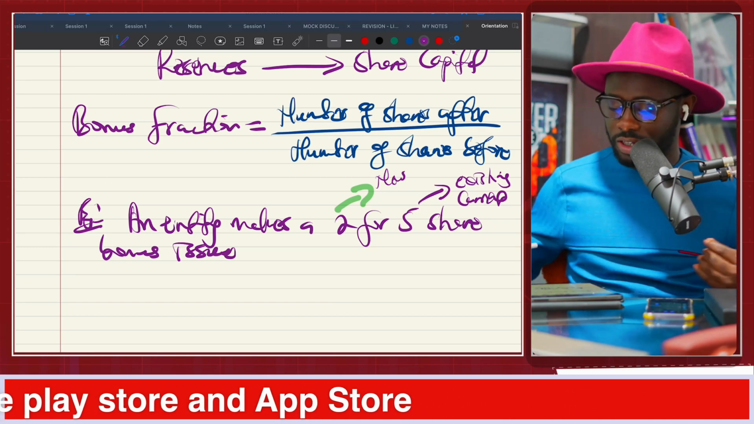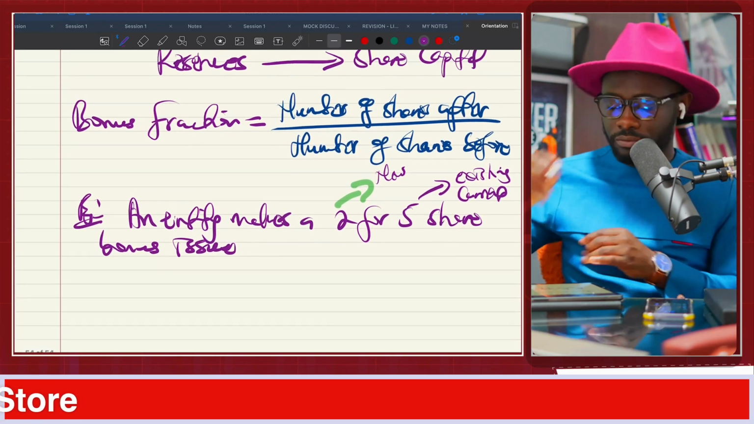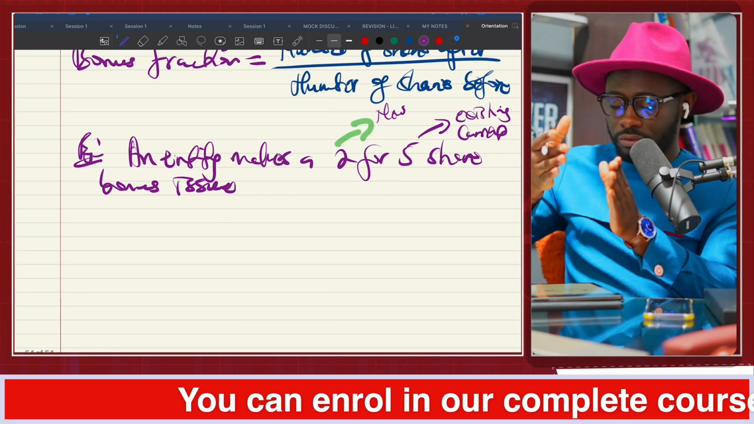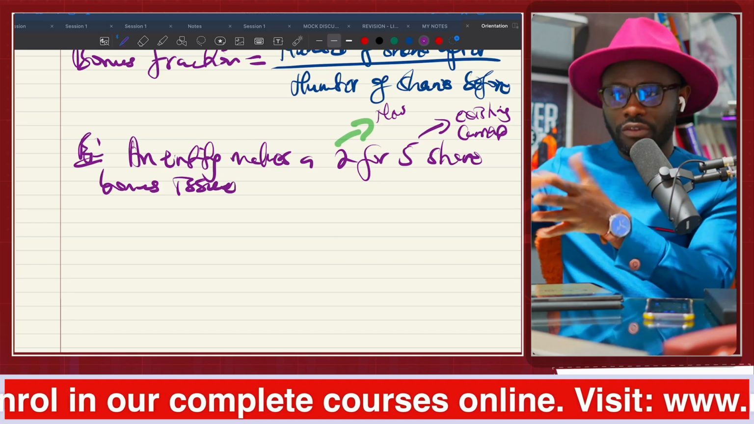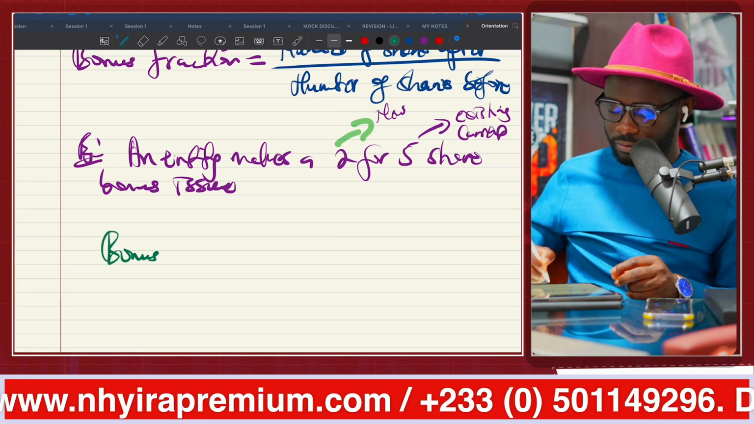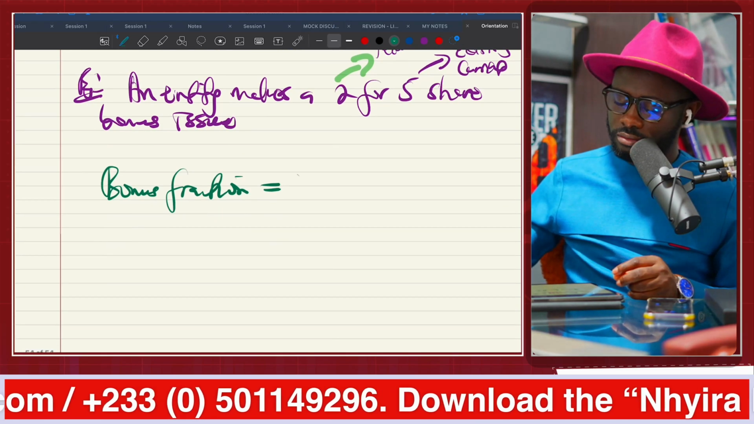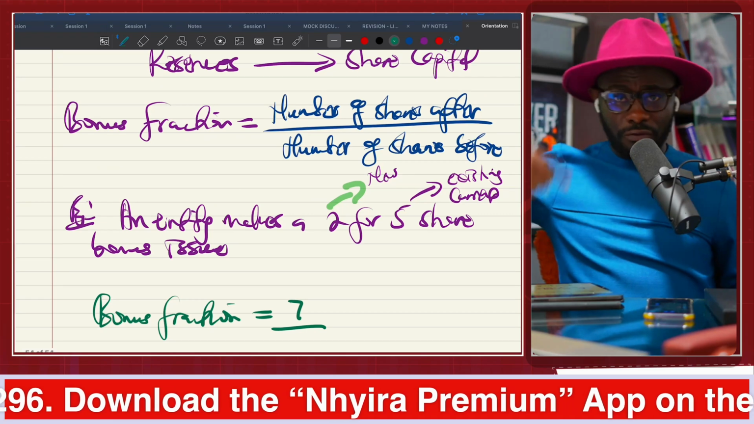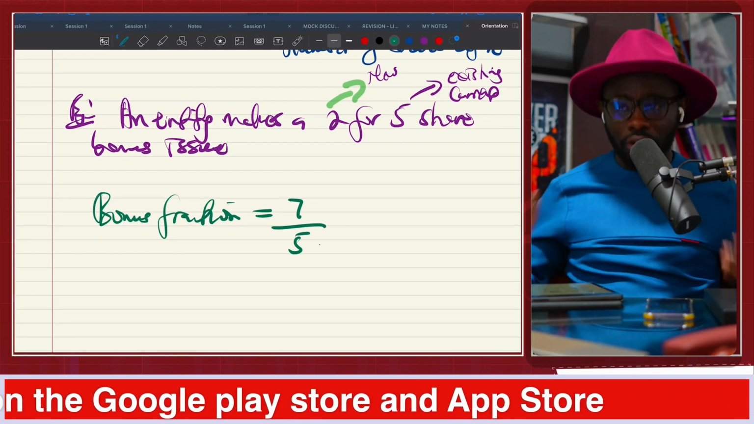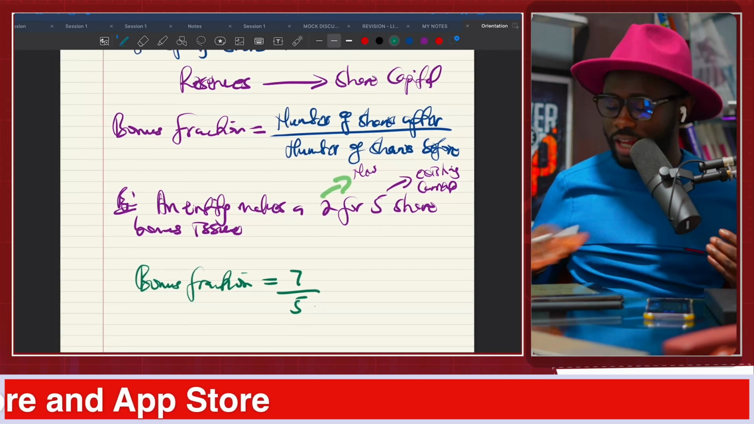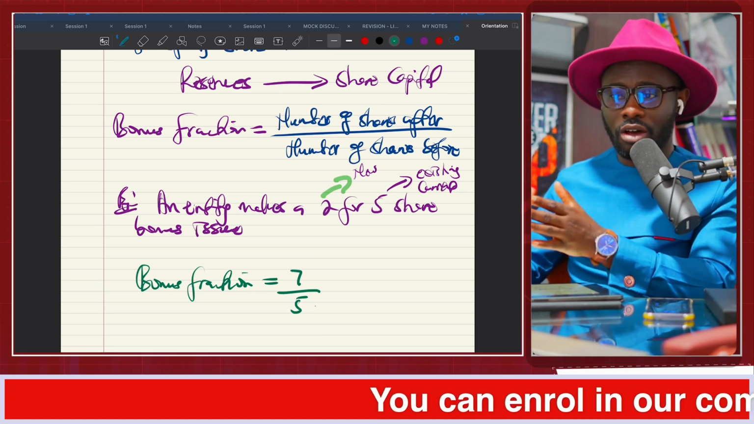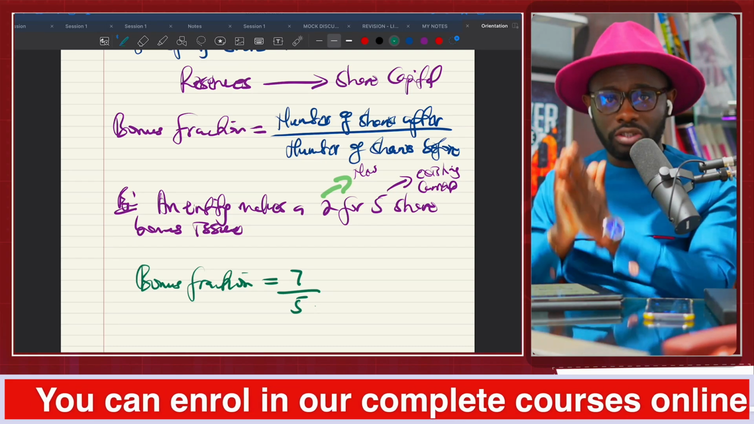So the question we then ask ourselves is, how do we calculate the bonus fraction? Stay with me. The numerator is the number of shares after the issue. So if they did a bonus issue of 2 for 5, that means after the issue, each shareholder will be having how many shares? 7. So our bonus fraction is going to be 7 divided by the number of shares before the issue. How many shares were they having before we did the issue? Existing, which is 5. So our bonus fraction becomes 7/5. So when an entity makes a bonus issue and we are calculating the basic earnings per share, this is how we go about calculating the bonus fraction.